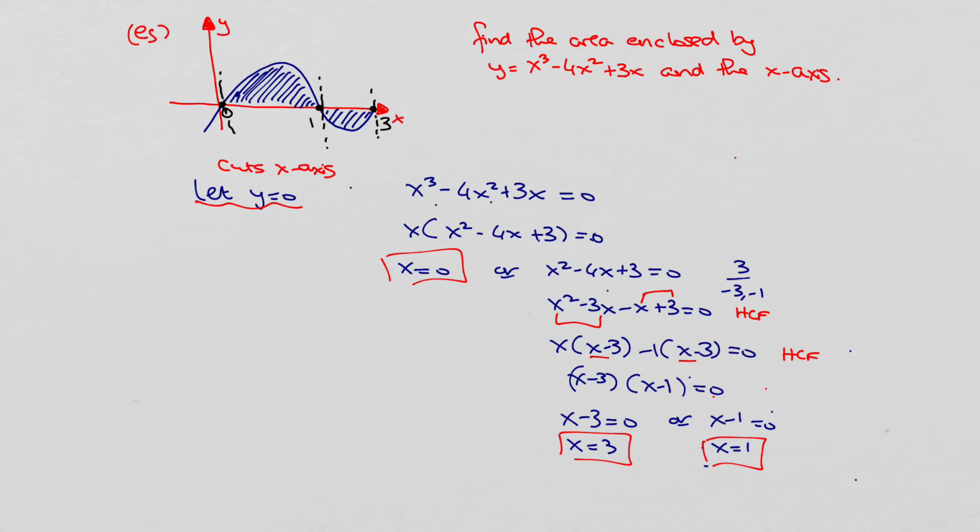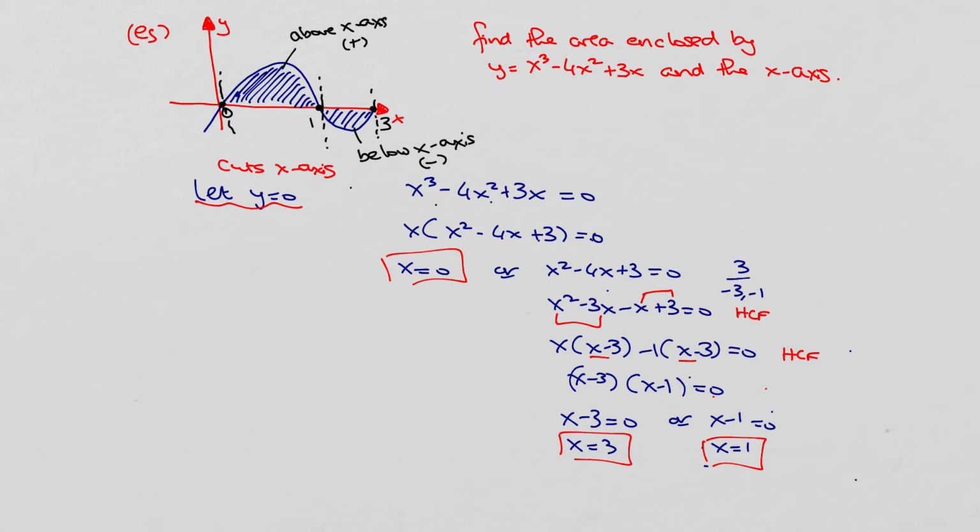So of course we can see that we have part of the curve above the x-axis, and because it's above the x-axis, I know that's going to be positive. And here we have below the x-axis, so that area is going to be negative. So we're going to get the absolute value of that, and then we're going to combine the two together.